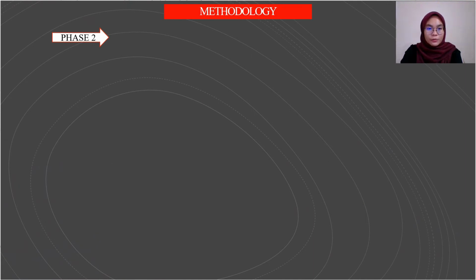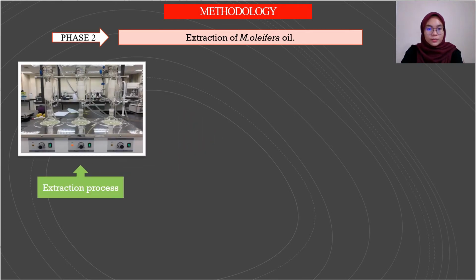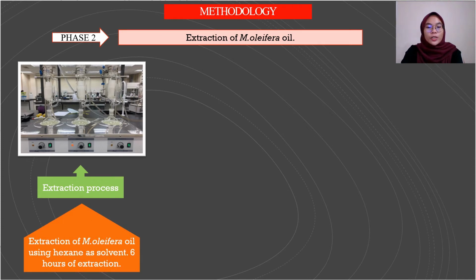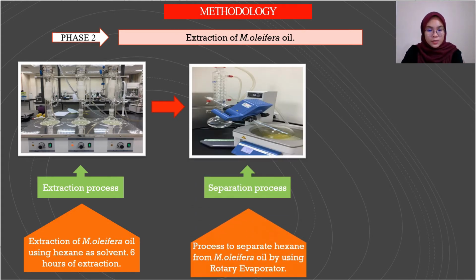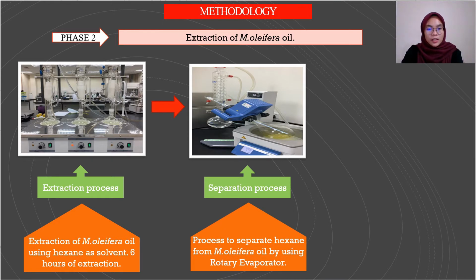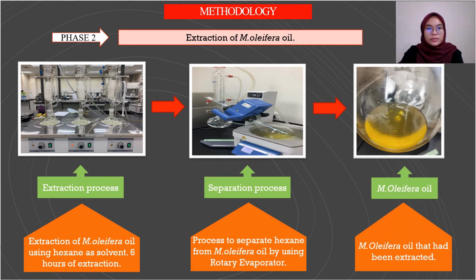Okay, for the second phase, extraction of Moringa Oleifera oil. First, extraction process. Extraction of Moringa Oleifera oil using hexane as solvent and took 6 hours of extraction. Next, separation process. Process to separate hexane from Moringa Oleifera oil by using rotary evaporator. Okay, this is Moringa Oleifera oil that had been extracted.